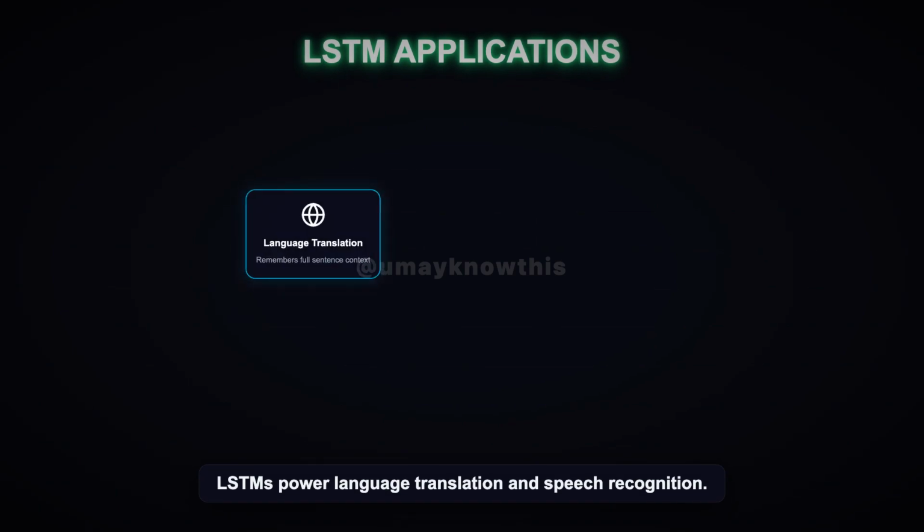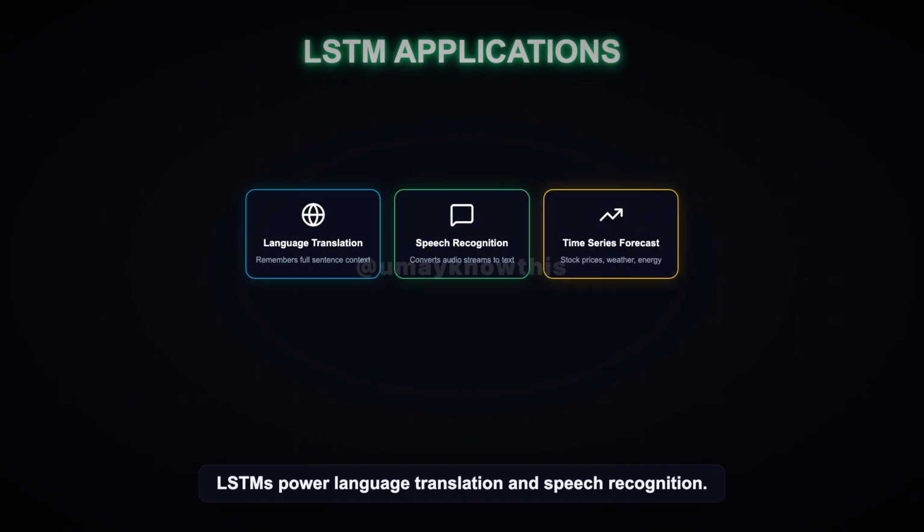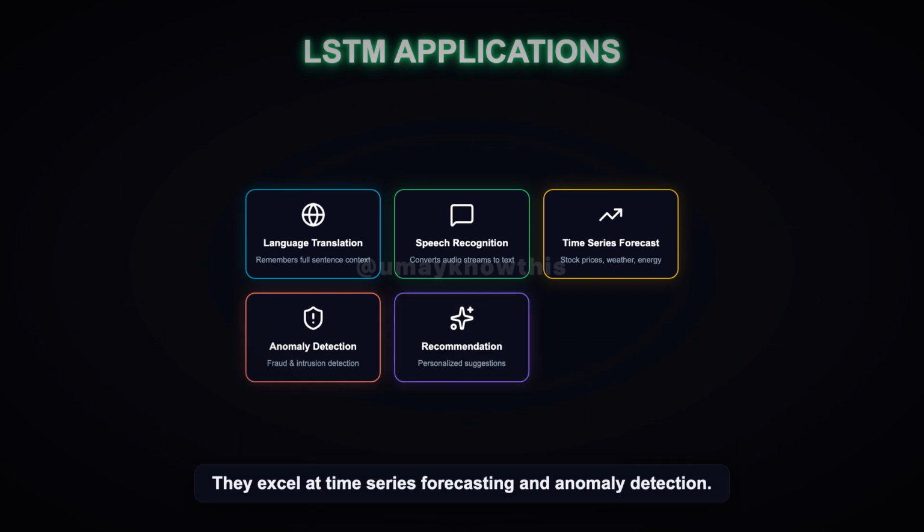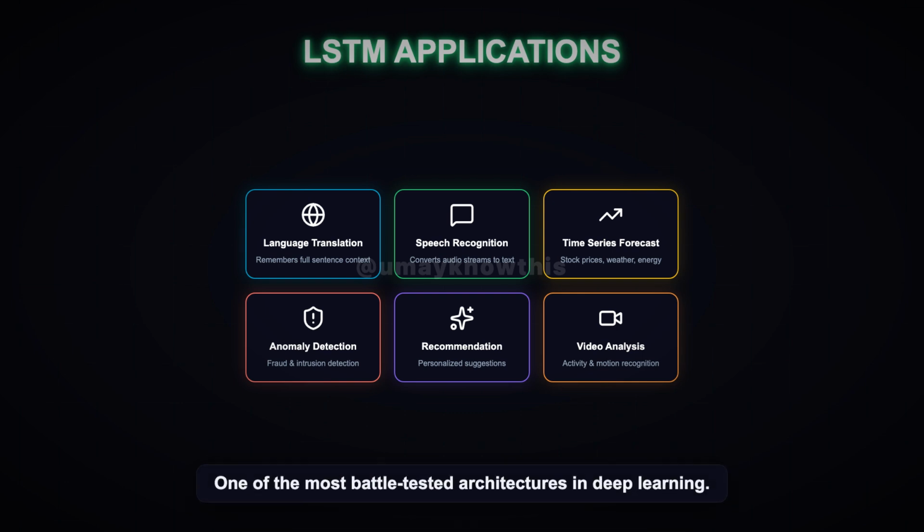LSTMs power some of the most important AI applications. Language translation relies on LSTMs to remember context across long sentences. Speech recognition converts audio streams to text using sequential memory. Time series forecasting for stock prices, weather patterns, and energy usage all benefit from long-term memory. Anomaly detection in fraud and cybersecurity use LSTMs to spot unusual patterns. And recommendation systems use them to understand user behavior over time. The LSTM remains one of the most battle-tested architectures in deep learning.